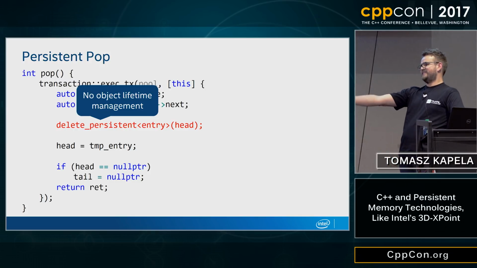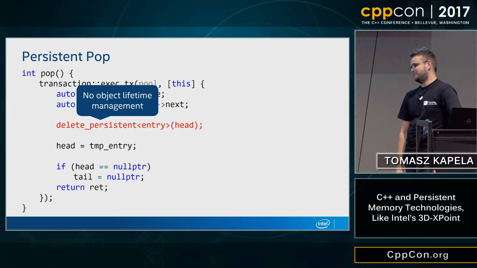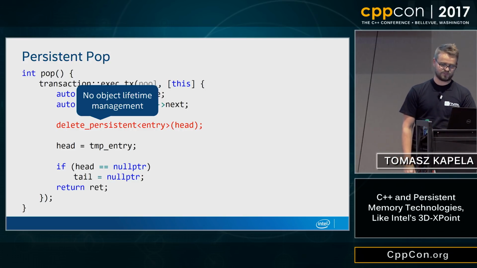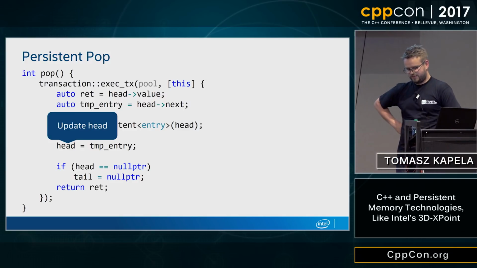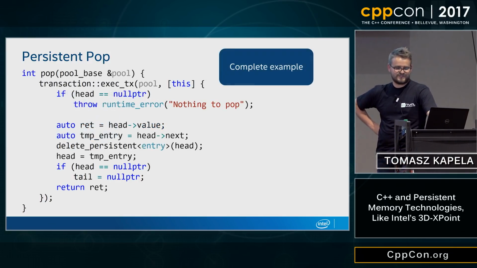So that's why I advocated that it's probably a good idea to implement some sort of reference counting and manage the destruction, the lifetime of the objects held by the persistent pointers. And now you can update the head with the new value and it's fine. So this is the complete example. It's not like it's a lot of change. It's just one step too many than I would have wished.